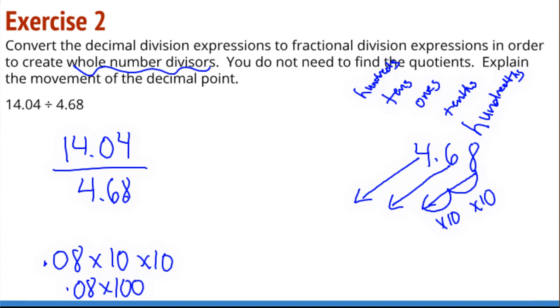So to get a whole number divisor here, I'm going to have to multiply this 4 and 68/100ths by 100. And if I multiply the divisor by 100, I have to do that with the dividend, because that's how we do equivalent ratios.